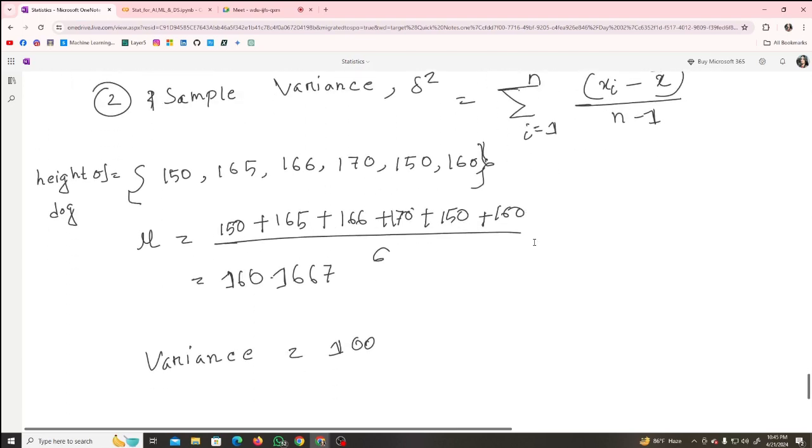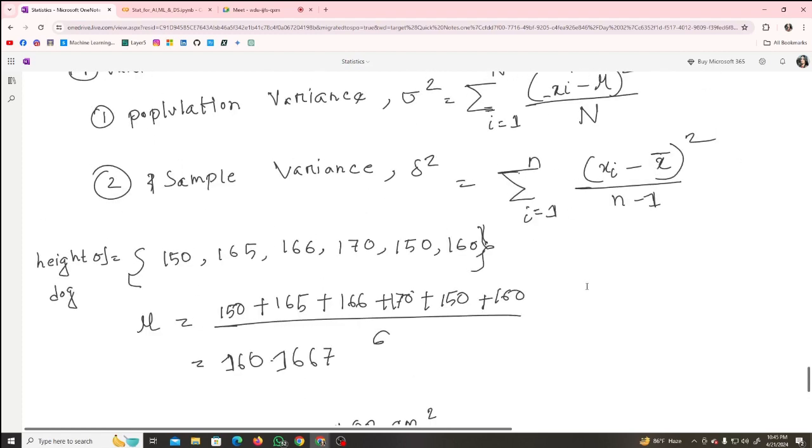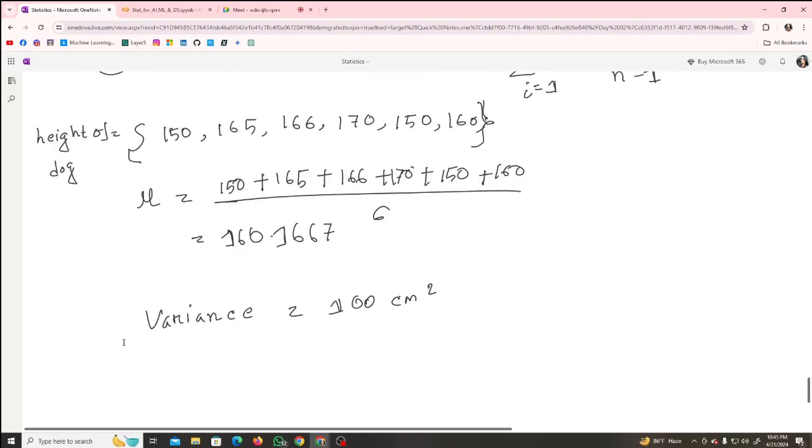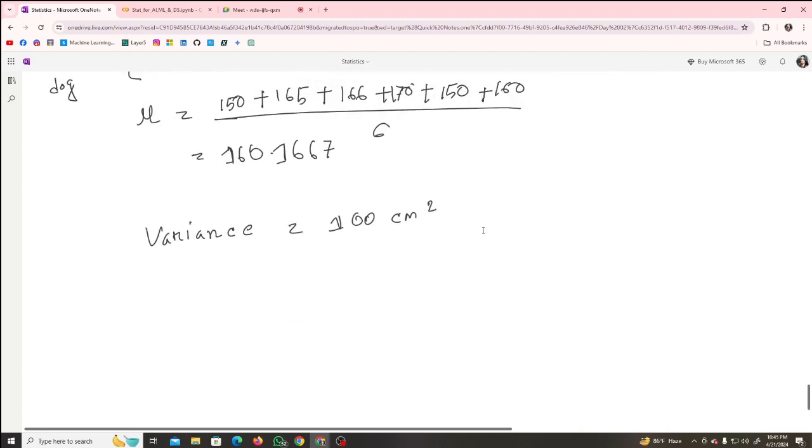and the unit will be centimeter square, because the variance gives us the average of the squared difference from the mean. So the value will be in square. But to describe the spread more efficiently, we use standard deviation, which is basically the square root of variance. So the standard deviation is 10. Now let me tell you what this standard deviation means.